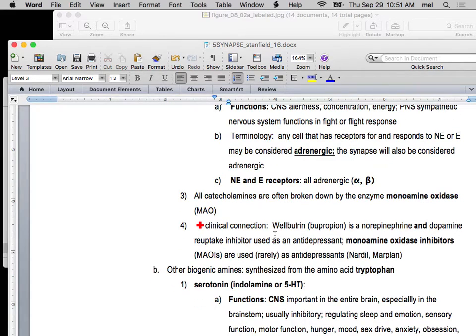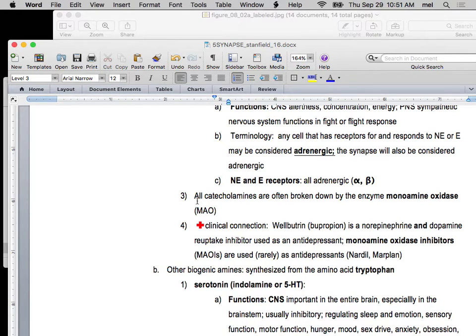All of the catecholamines, all three of these, have some things in common. Sometimes these two use a similar reuptake mechanism. Sometimes these two do, and sometimes they use the same breakdown mechanism just because they're so similar in chemistry. So a lot of times if you have drugs that deal with one of them, it'll deal with all three of them or two of the three.